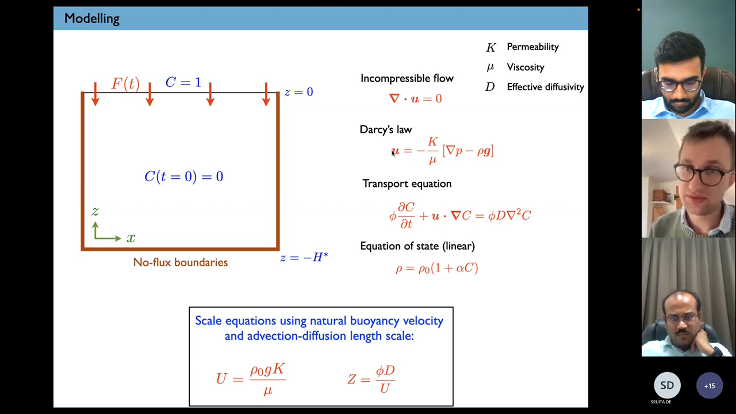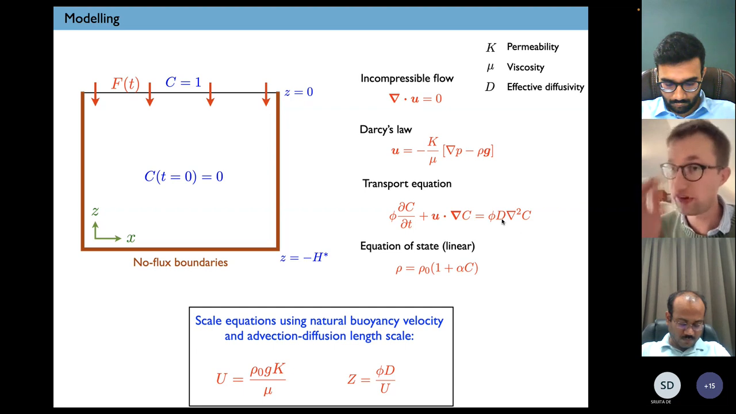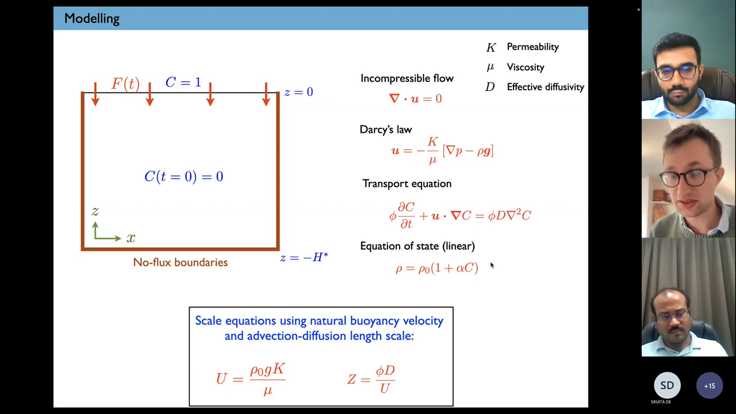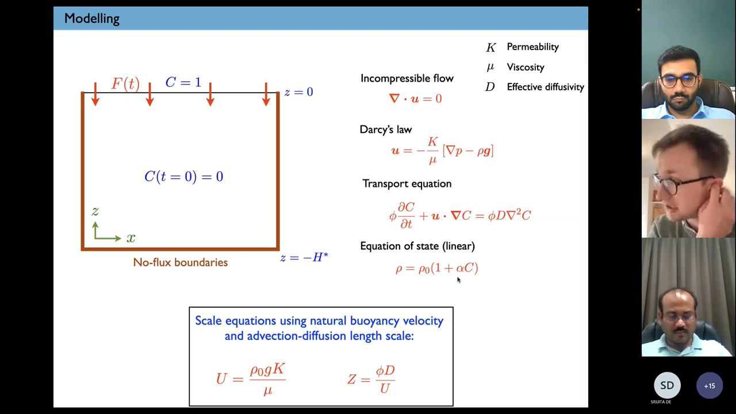It links the flow linearly to gradients in the pressure, where there's a permeability, and the permeability will become an important thing when I think about layering. And then the density appears there as well, the buoyancy term. The concentration advects and diffuses with some effective diffusivity. I'm not considering any kind of velocity-dependent dispersion here. This is just a constant diffusivity. And then finally, the concentration is linked back into the density in Darcy's law by an equation of state, which I'm going to claim is linear here.